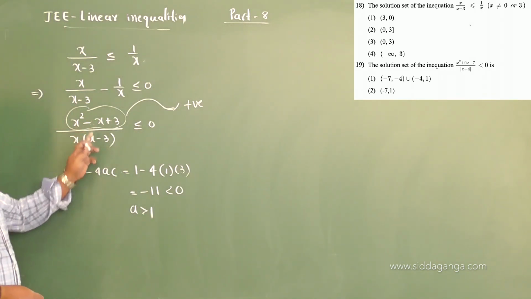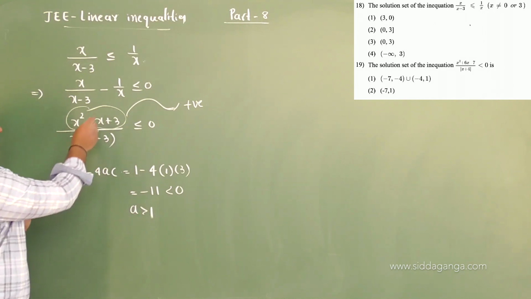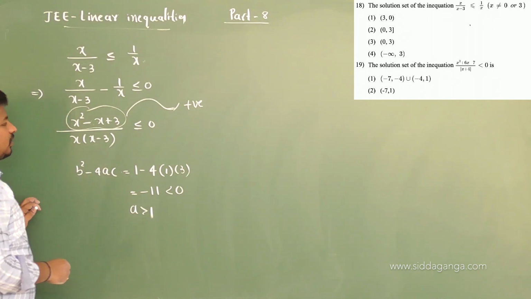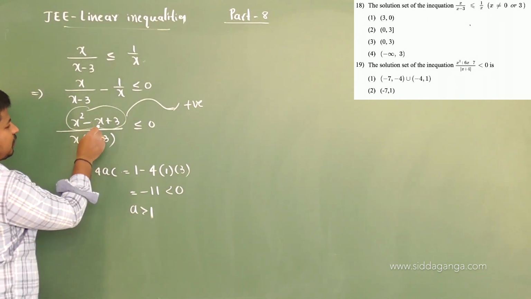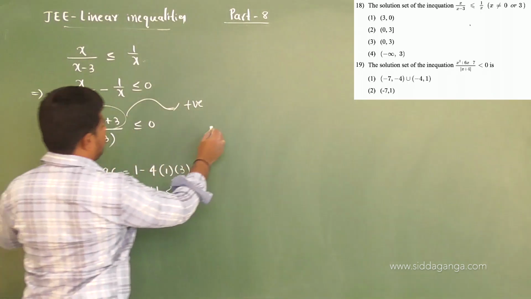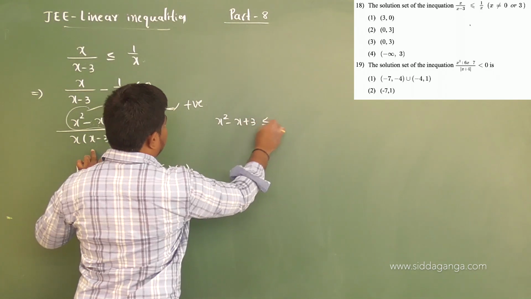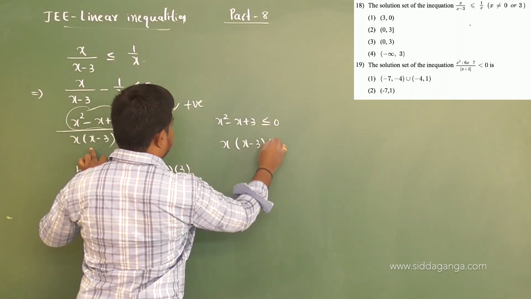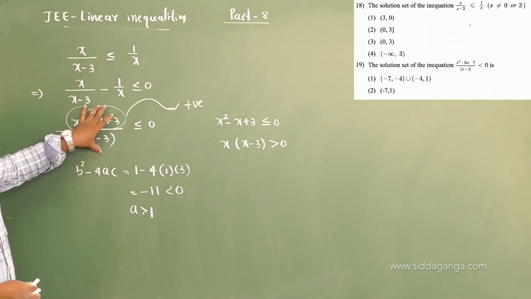So now let me come to the second case, the denominator. This fraction is negative or equal to 0 only in the case where, anyway, the numerator is positive, so the denominator must be negative or equal to 0. So x into (x minus 3) should be less than 0, because it should be negative, no.